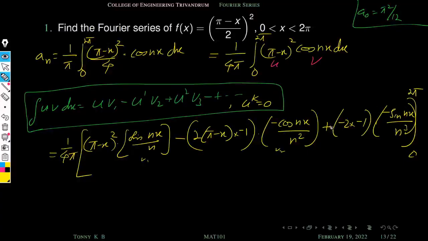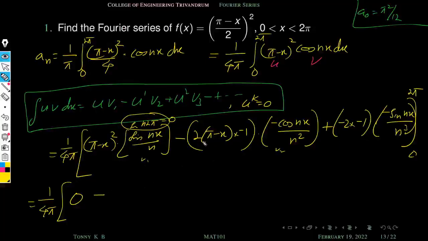Next we have to substitute the upper limit and lower limit. When x equals 2 pi, pi minus 2 pi is minus pi, squared, but there is a term sin nx. So this becomes sin n into 2 pi, that means sin 2n pi. What is sin 2n pi? Yes, that is 0. We know that sin n pi is 0. Whatever the integer, some integer times pi gives 0. So the first term is 0.